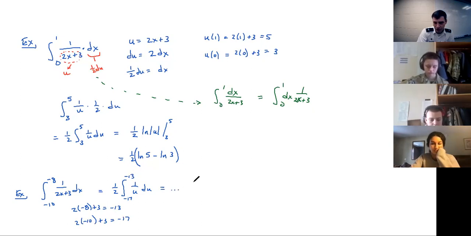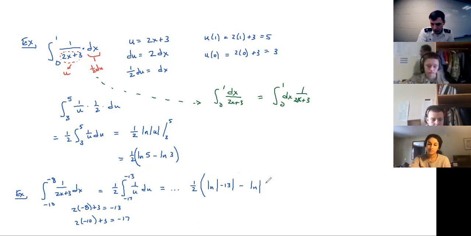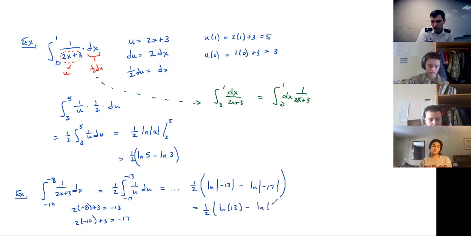I can see what's coming. It's going to be 1/2 the natural log of the absolute value of -13 minus the natural log of the absolute value of -17. And then I can make that 1/2 the natural log of 13 minus the natural log of 17. Does that help? Yes. Now, is that a positive or negative number right there?